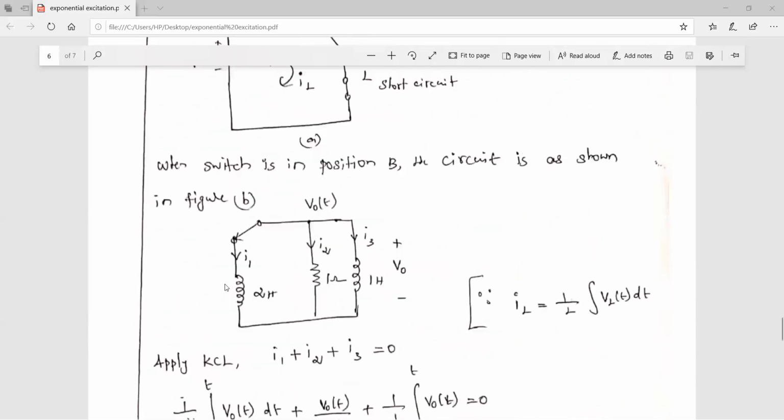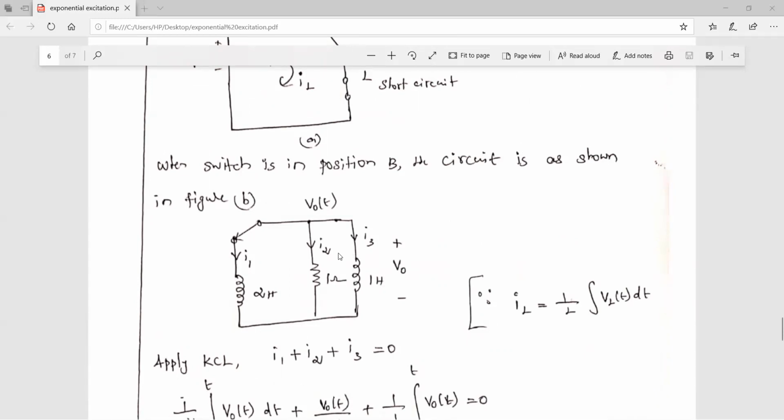What is the current flowing in this inductor? It is 1 amp, the initial value from the previous condition. In this position we have to find the voltage across inductor L2. That is our question. But in this diagram, is any voltage source there? No, no voltage source is there.